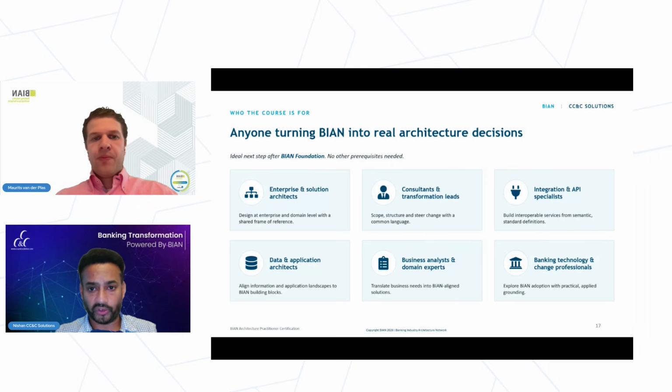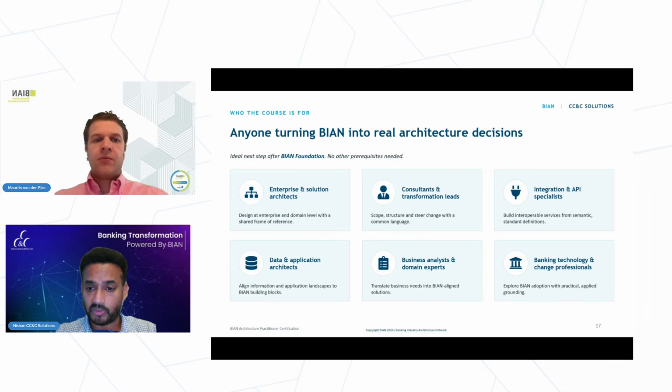In terms of who this course is for, while the foundation course has been designed to be ubiquitous for everyone, the Architecture Practitioner course also has a lot of practicality for many roles. Obviously, enterprise and solution architects are one of the key personas this has been built for, but they're not the only ones. So if you are also in the consultancy space and you're a transformation lead within a bank, the practitioner course does help you with defining your scope, structuring and steering your change, and introducing a common language into your transformation. If you're an integration and API specialist, the course does have relevance for you.